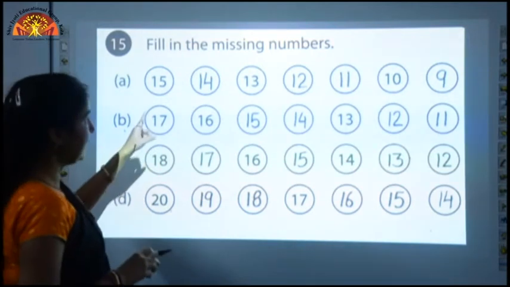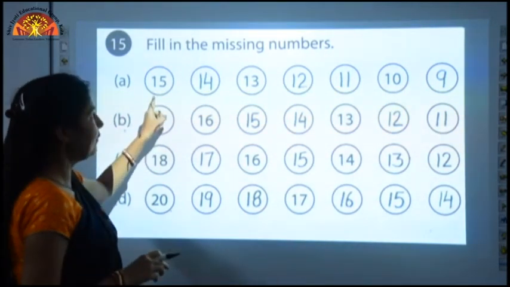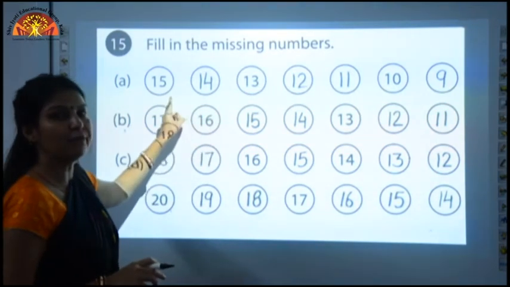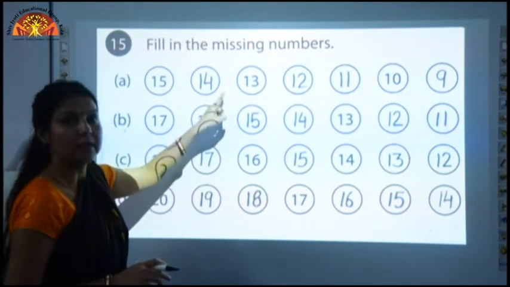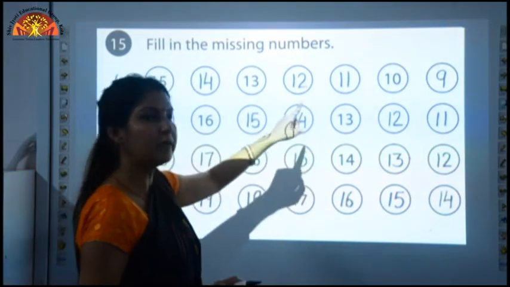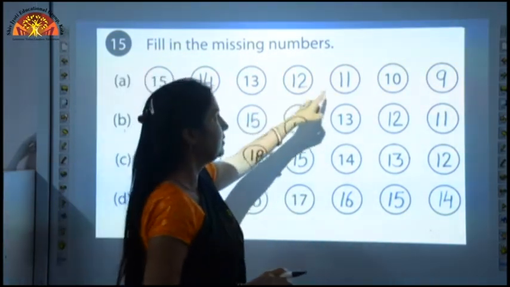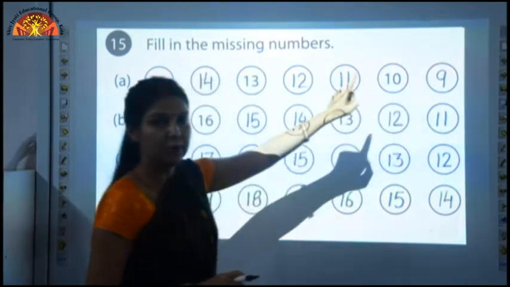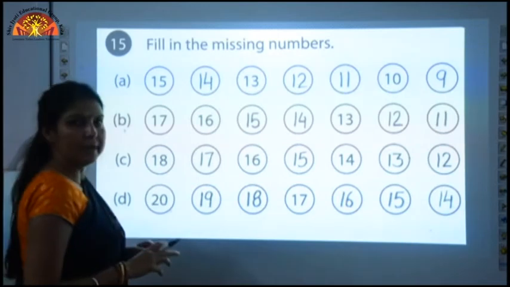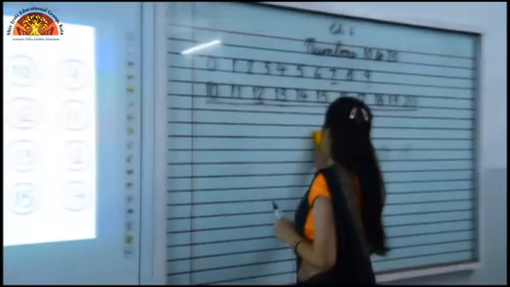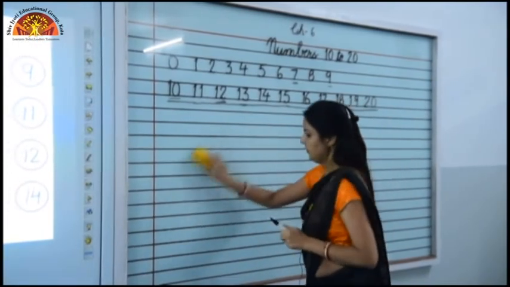Here 15 is written, so you have to write the before number of 15, this is 14. 13 is written. You have to write the before number of 13, this is 12, then 11, 10, 9. I hope you have understood. Now let's move on the board. We will see one more example.